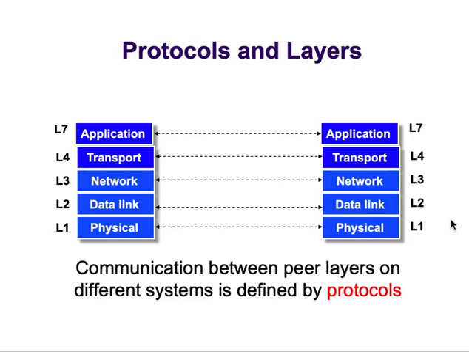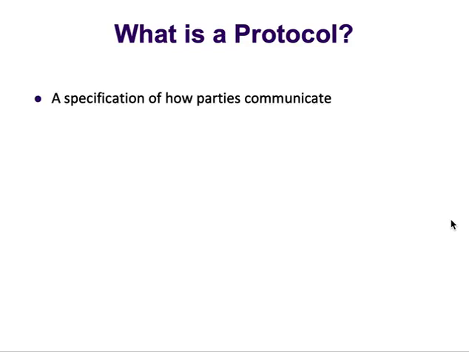The way they're going to understand each other is because we're going to define a protocol. Going back to our first lecture, we talked about what a protocol is. The communication between peer layers on different systems is defined by these protocols. A protocol is simply a specification or an agreement between two entities on how they communicate. It's kind of like speaking the same language.